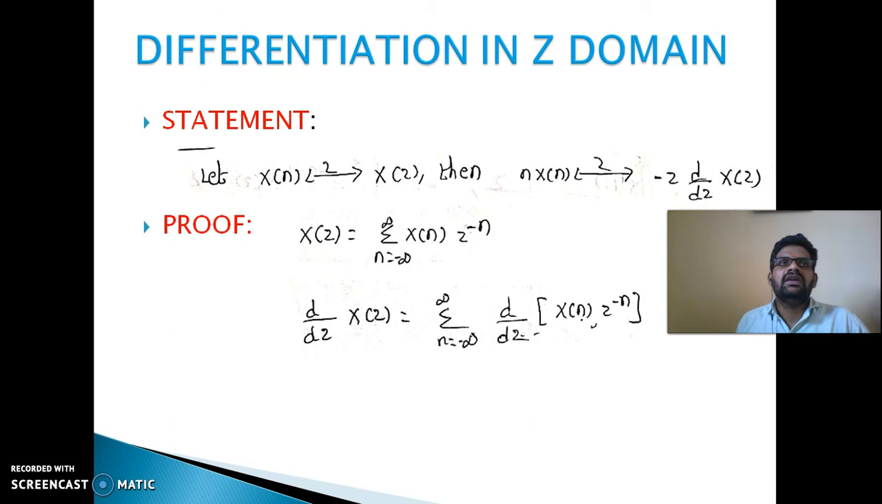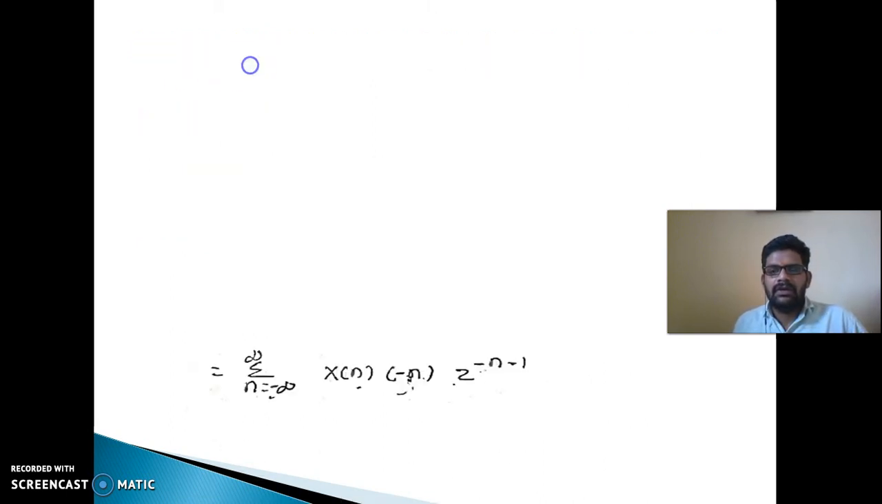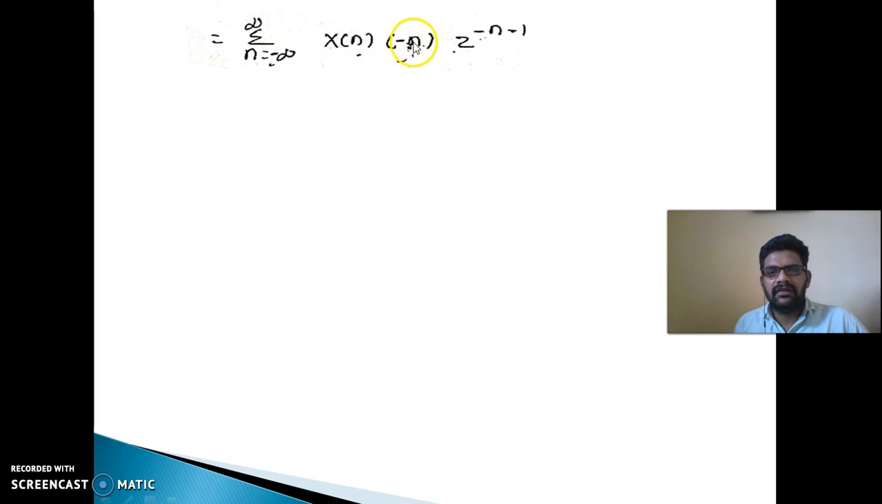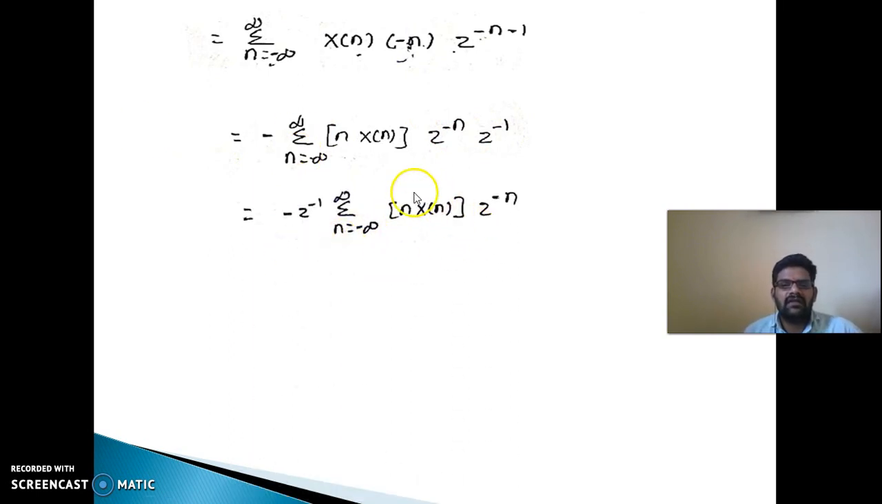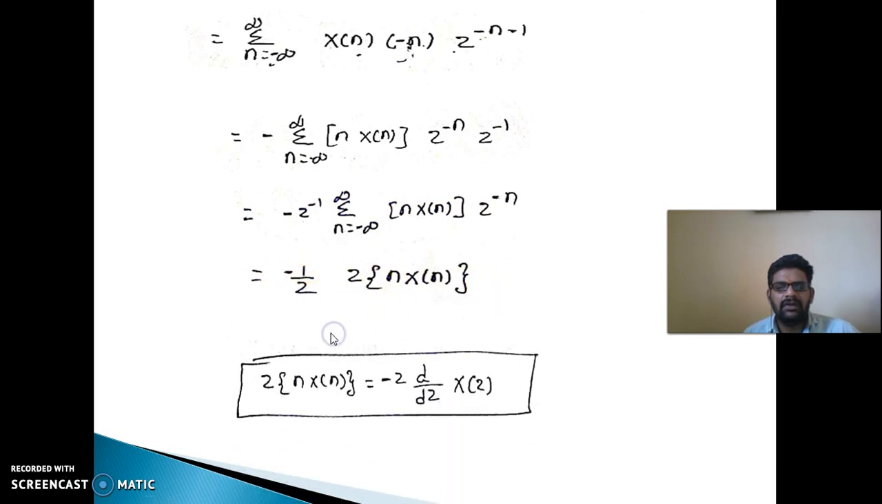d by dz of X of Z is equal to sigma of x of n into minus n into Z power minus n minus 1. So taking this Z to the left hand side, you get n times x of n. So minus Z d by dz of X of Z is nothing but the Z transform of n into x of n. Okay, so the proof is exact. Rearranging the expression, you will get the statement again.